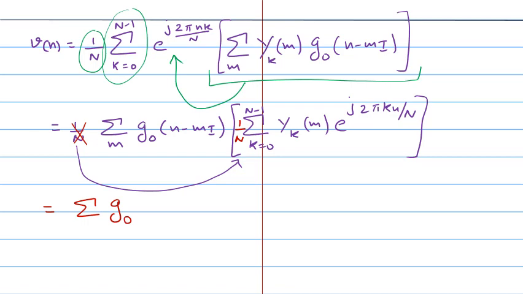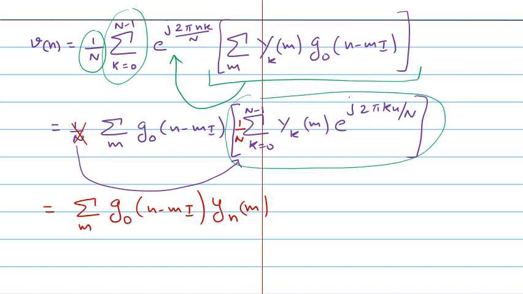So finally this will be equal to summation g naught n minus mi, and this is ynm, and this summation is over n. So what is this ynm? If you look at this formula inside the square braces, I'm saying this is equal to ynm. What does it mean basically? This represents the samples of the inverse DFT sequence of ykm.